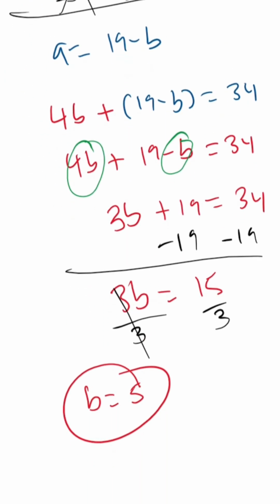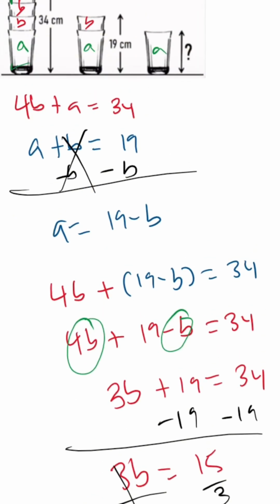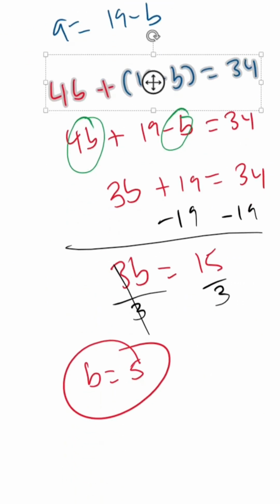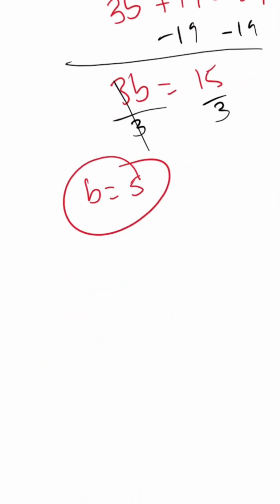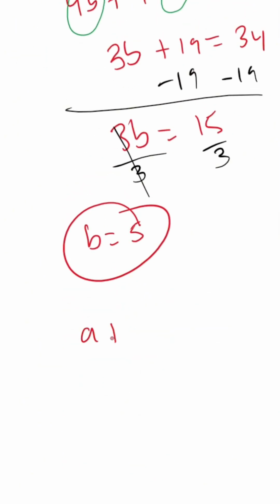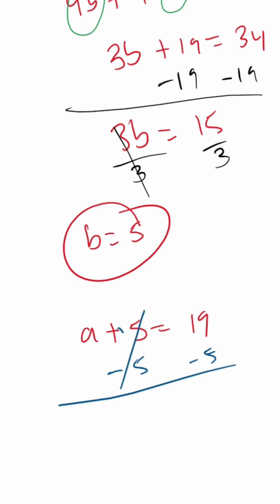Now, remember that original equation we set up, A plus B equals 19? We're going to plug in the B that we just found. So we have essentially A plus 5 is equal to 19. To solve for A, all I have to do is subtract 5 on both sides. When I do that, the 5 is going to cancel, and I'm going to get A is equal to 19 minus 5, which is equal to 14.